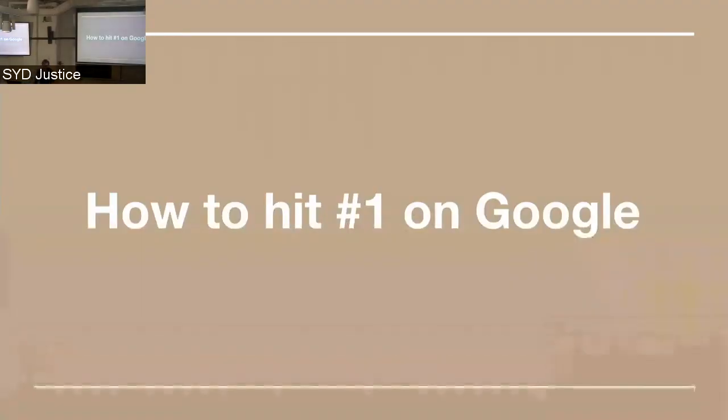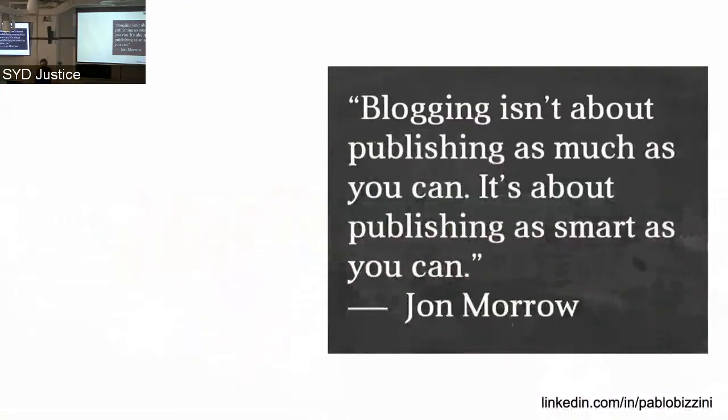So the first thing I'm going to talk to you about is how I bring more traffic, and if you have a website, how to get your page or the keyword you want to rank for on the first page of Google. Have you heard of John Morrow? Anyone? No? He's a famous blogger who got lots of traction from his blog. He says blogging is not about publishing anything, it's about publishing smart. So how do you publish smart?